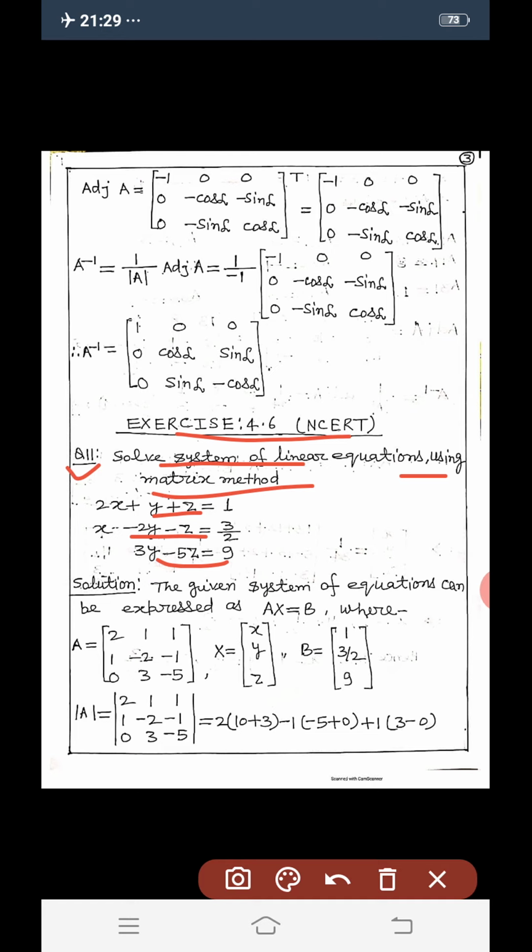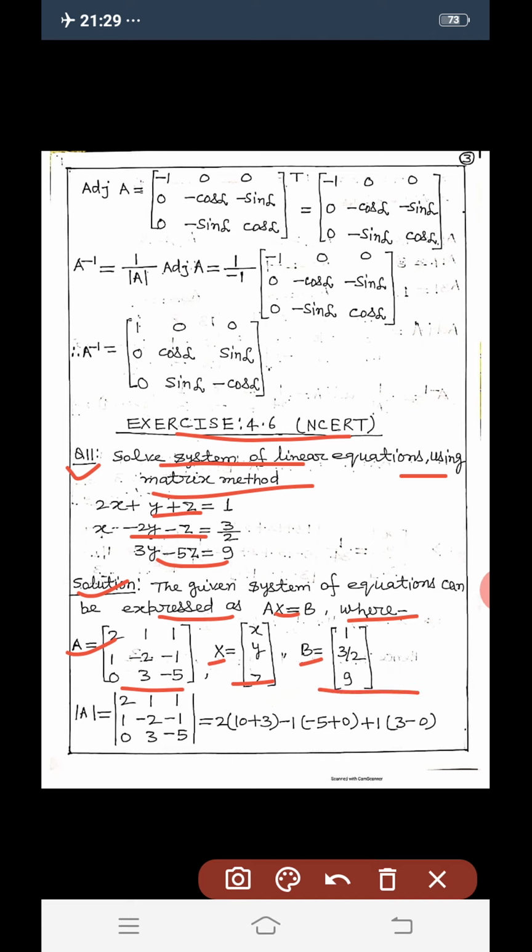The given system of equations can be expressed as AX = B, where A is a square matrix of order 3 by 3 having elements 2, 1, 1, 1, -2, -1, 0, 3, -5. X is a column matrix of order 3 by 1 having elements x, y, z, and B is also a column matrix of order 3 by 1 having elements 1, 3/2, 9.